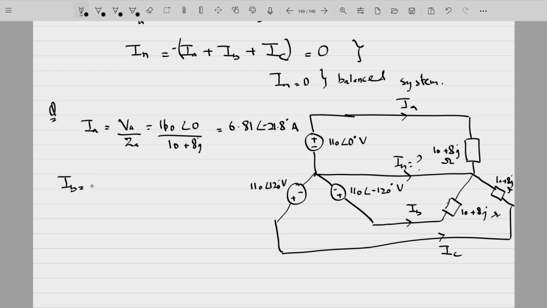Fine. IB will similarly be equal to VB divided by ZB. VB here is this voltage 110 angle minus 120 divided by ZB, that is 10 plus 8J.